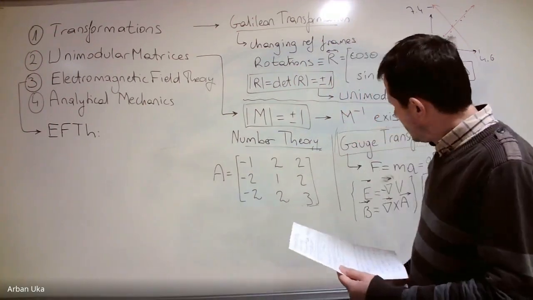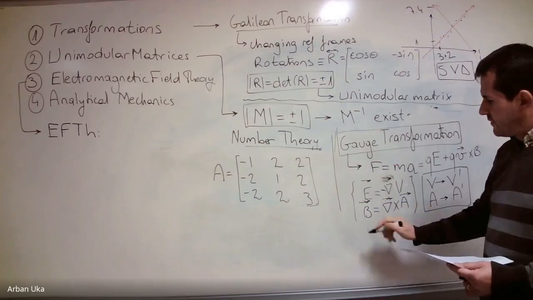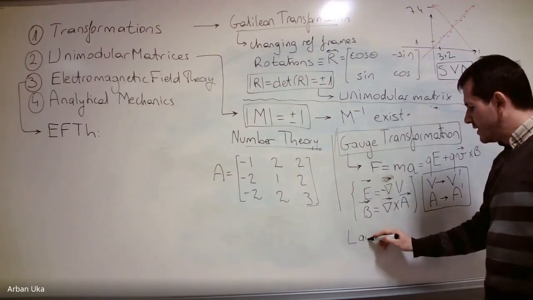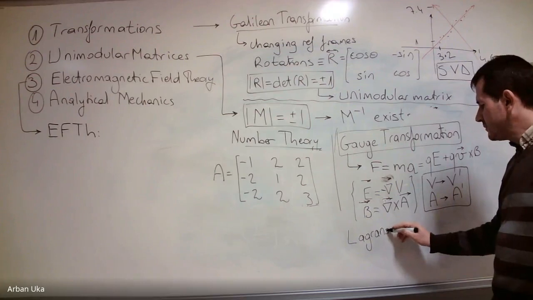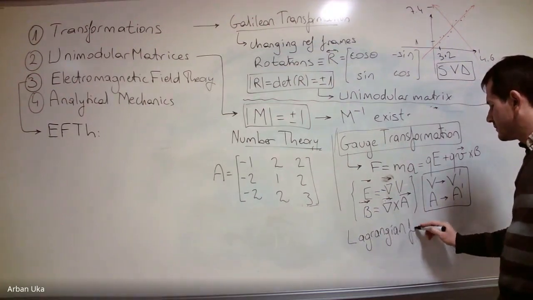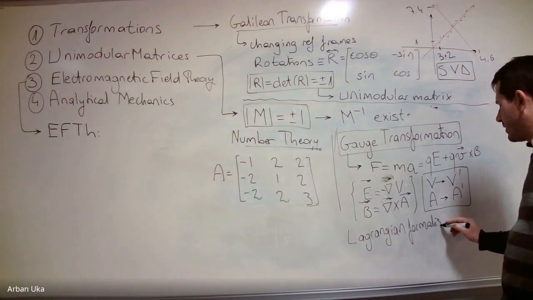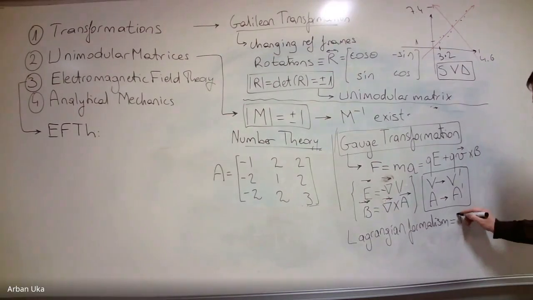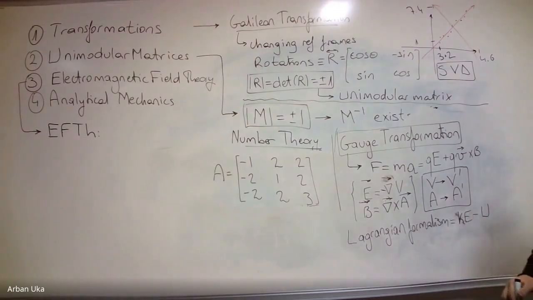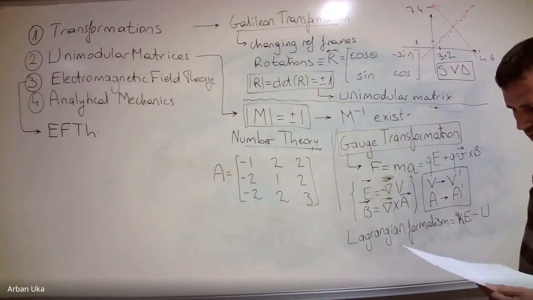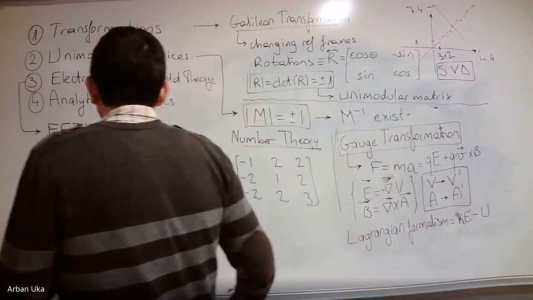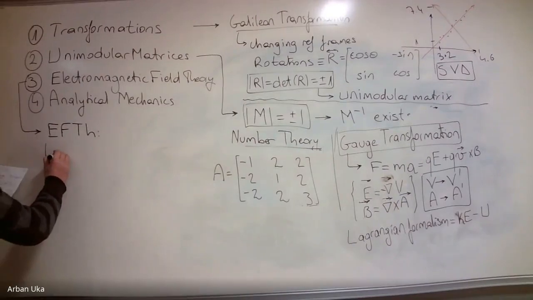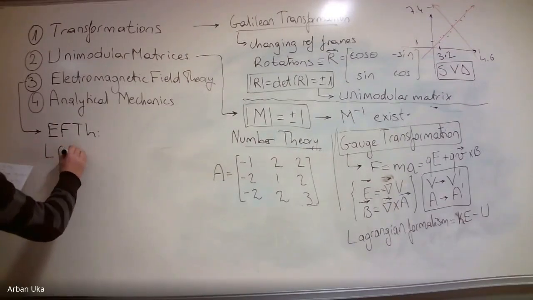And what I can add here is a formalism which is called the Lagrangian. The Lagrangian formalism is a term which is in principle equal to kinetic energy minus the potential energy. Okay, this is the Lagrangian. This is what we call the Lagrangian formalism. And if it is written like that, I think we can do some justice to the electronics students.